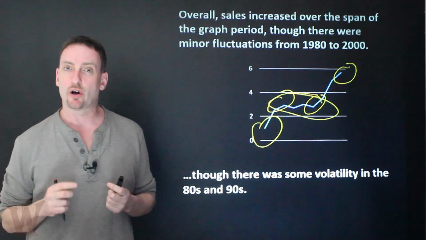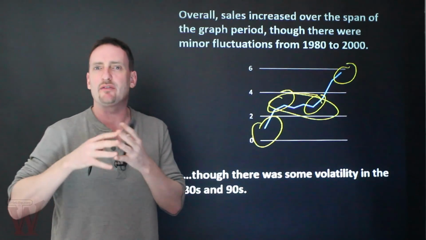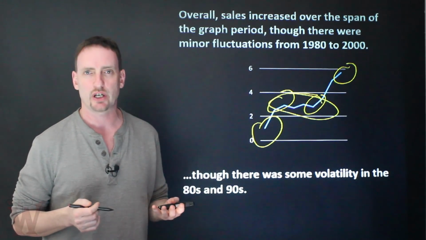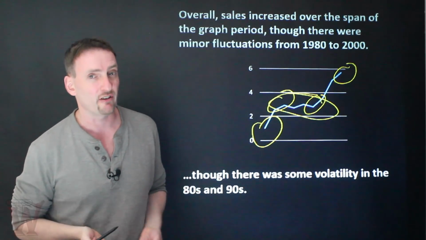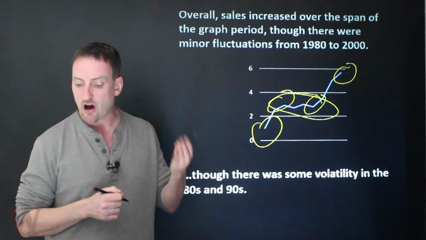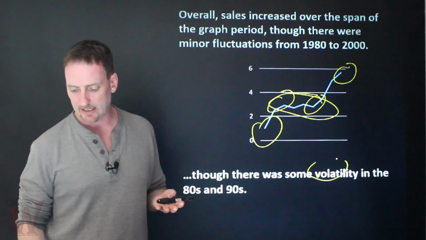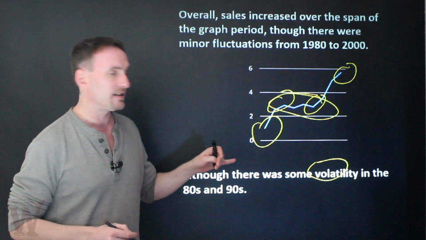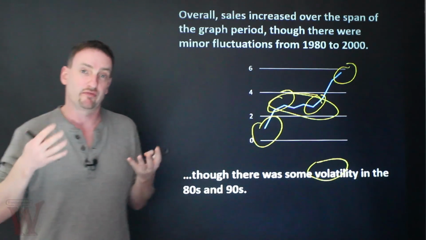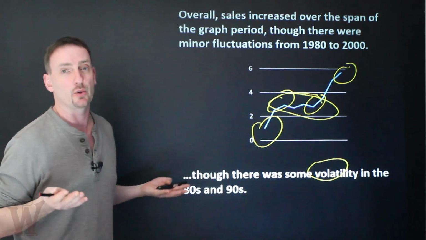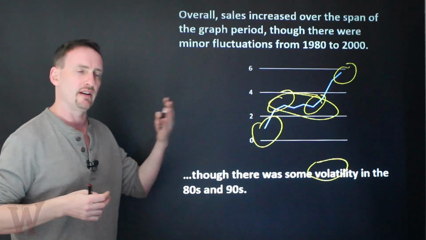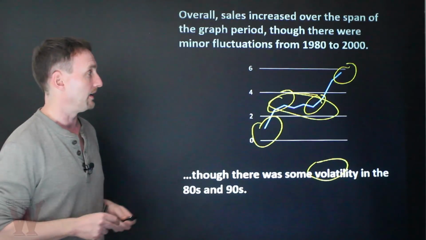Now, another thing I want you to remember, just because everybody else is using the word fluctuation and your teacher told you to use the word fluctuation, it doesn't mean that you don't have other options, okay? So overall sales increased, though there was some volatility in the 80s and 90s. Volatility basically means unsteady time, right? So it's very similar to fluctuate. If you use volatility, you'll impress the graders more than if you use fluctuate correctly, okay?